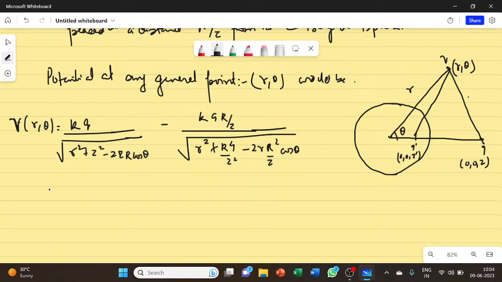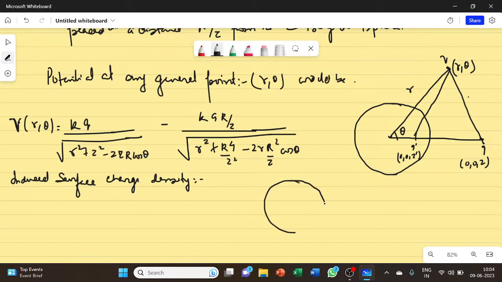Why I'm interested in potential as a function of r and theta? See, I have already told you that whenever I want to find my induced surface charge density, what I have done previously also, I am interested in finding the normal derivative of the potential. So normal to this surface of the sphere is the radial component. So I would be interested in finding the radial component of the electric field, or the normal component of the electric field, by using this minus del V upon del R at R equals to capital R.